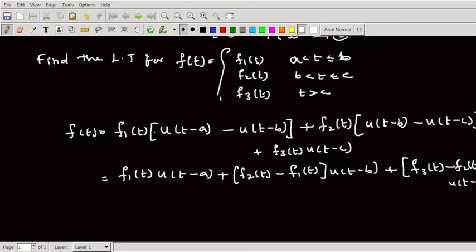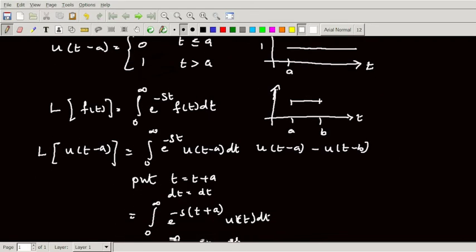So first the given function should be expressed in this format, then we can apply the Laplace transformation to find out the answer by using the unit step function. So we discuss the problem on this one.